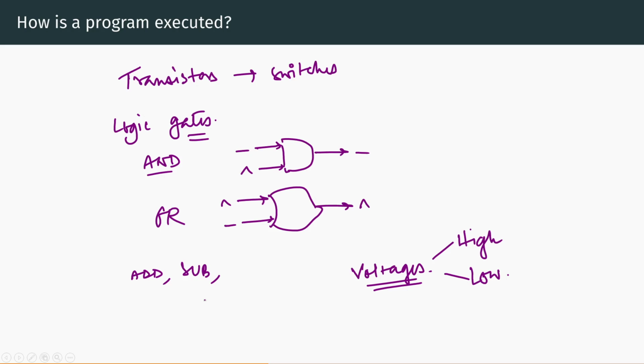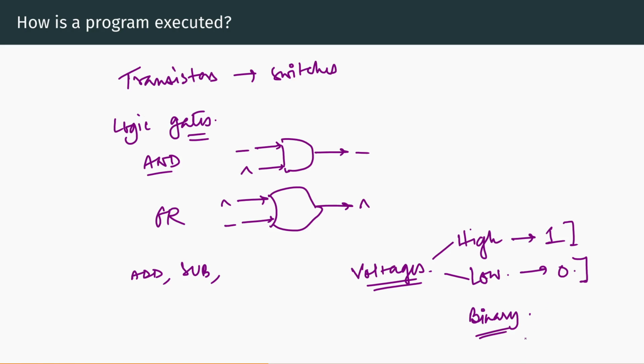Now, these voltages are essentially represented as 1, the high voltage is represented as 1, and the low voltage is represented as 0. And this is where the word binary comes from. So you might have heard that the computer understands binary, which means it understands two things, 0 and 1.